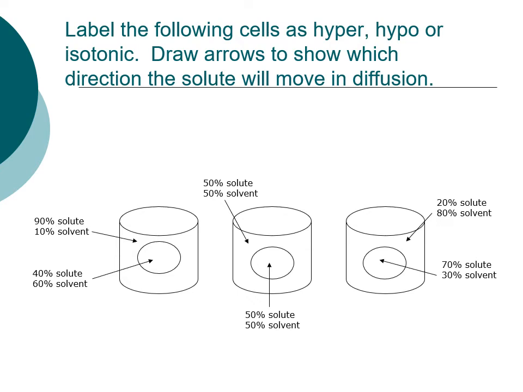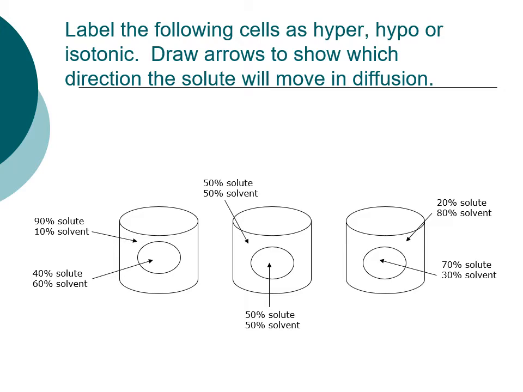Today we're going to take a little bit of notes on osmosis, make sure that we understand osmosis. But first I wanted to do a quick review problem to make sure everybody's on the same page. So it says label the following cells as hyper, hypo, or iso. Draw arrows to show which direction the solute will move in diffusion. Why don't you go ahead and pause the video to think about this.